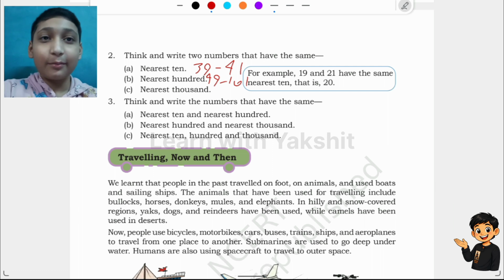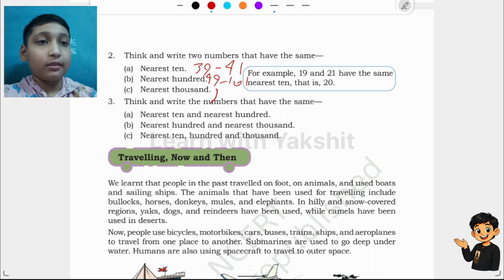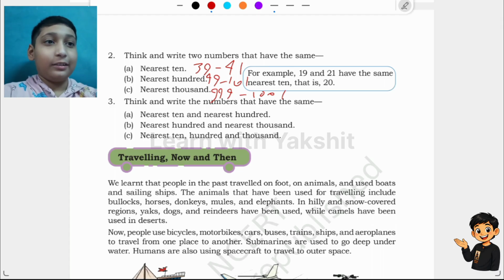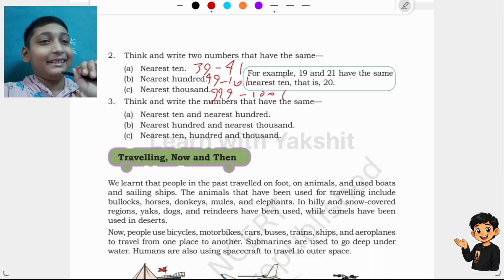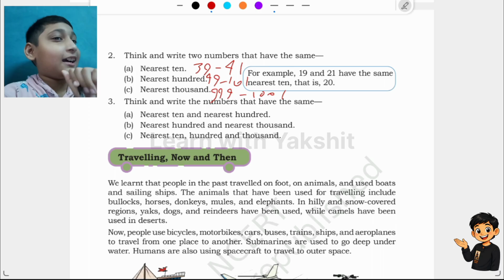Now the nearest 1000 we can do the exact same. 999 nearest to 1000, 1001. Yay! I can do this trick infinitely. Ha ha.